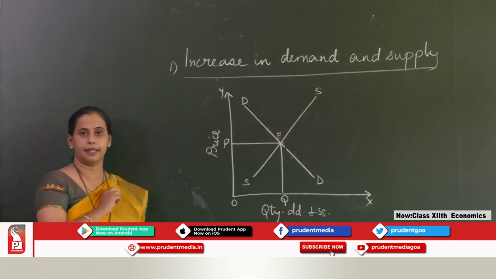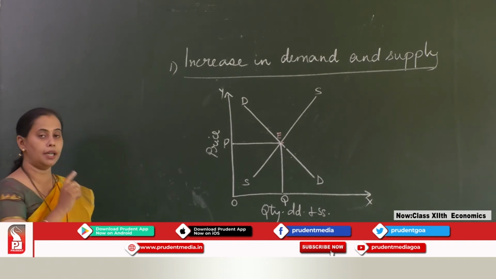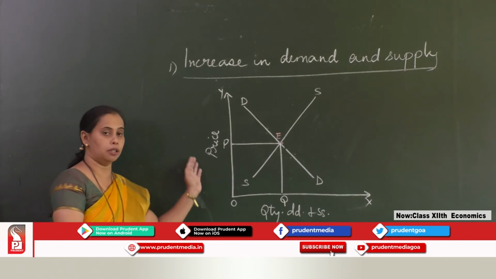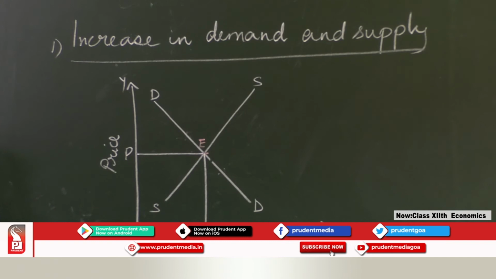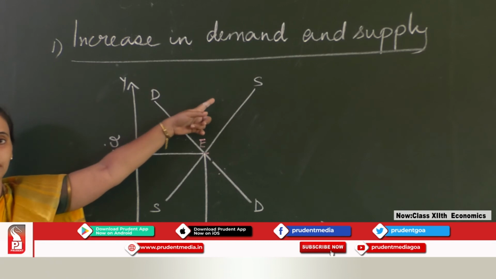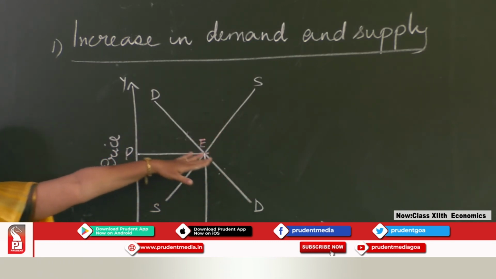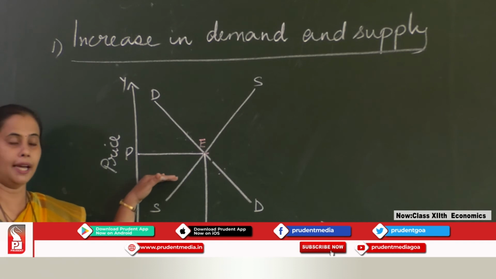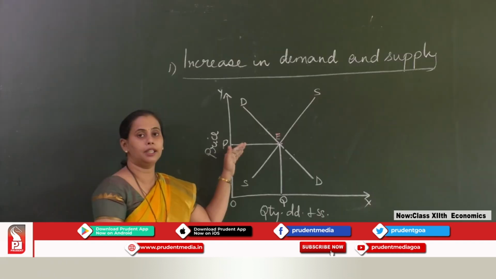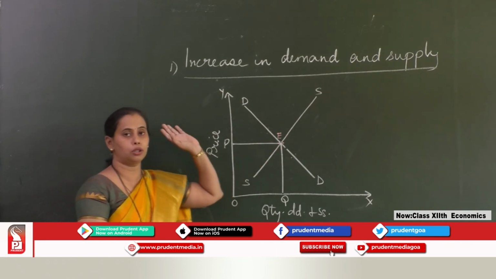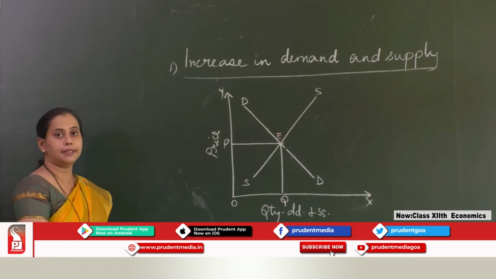Now, here in this case, we are taking the case where demand and supply both are increasing. That means that there will be a shift in both the curves. That is, the demand curve will shift outward because there is an increase in the demand, and the supply curve will also shift outward because there is an increase in the supply. So, both the curves are shifting in this case. Now, we have to take a note here that both the increases are taking place in the same proportion. So, the shifts in the curves will be by the same distances.